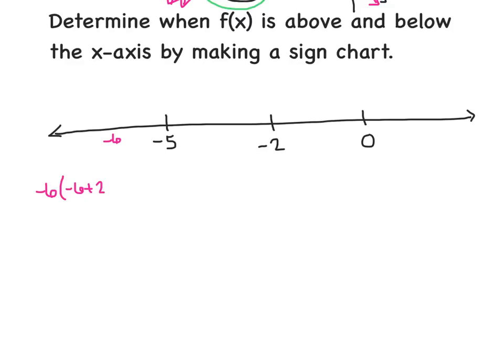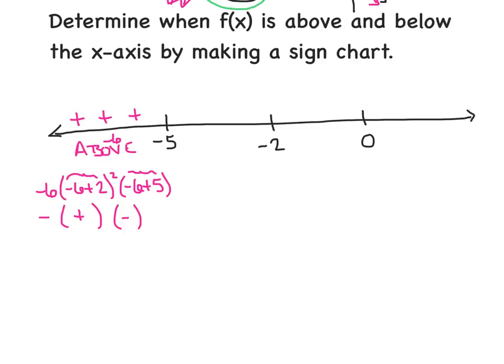So I think it's negative 6 plus 2 squared times negative 6 plus 5. And what you have here is a negative number times, in the first set of parentheses, you get negative 4 squared, which turns out to be positive 16. And in the next set, negative 6 plus 5 is negative 1. And if you multiply a negative times a positive times a negative, you end up getting a positive answer. Okay? And that tells me the graph lies above the x-axis throughout the entire interval, negative infinity to negative 5.